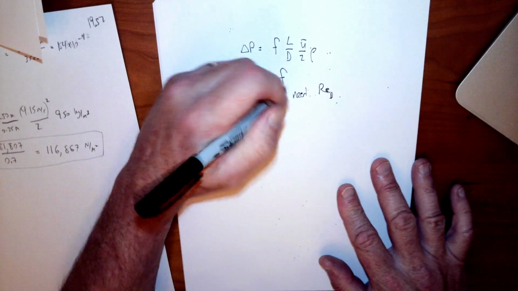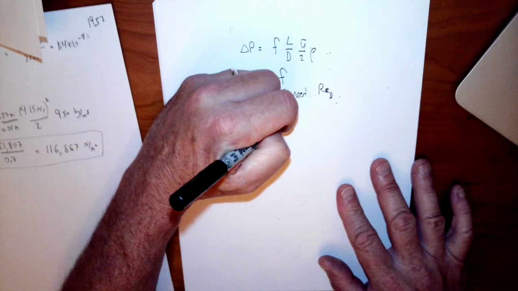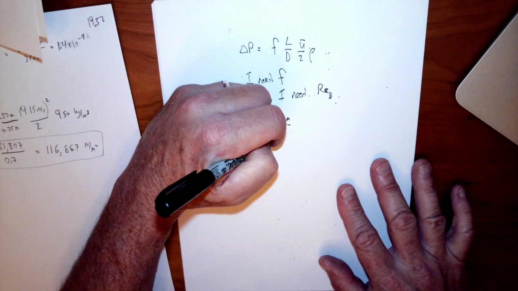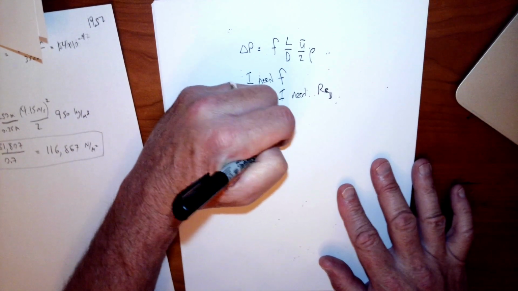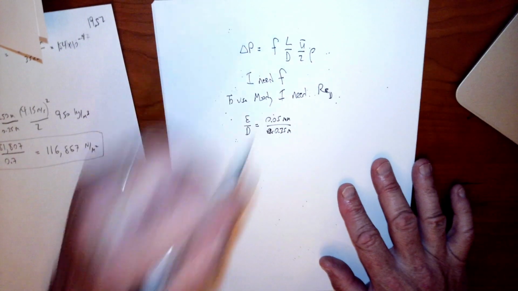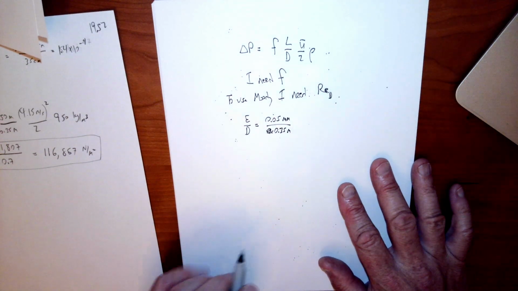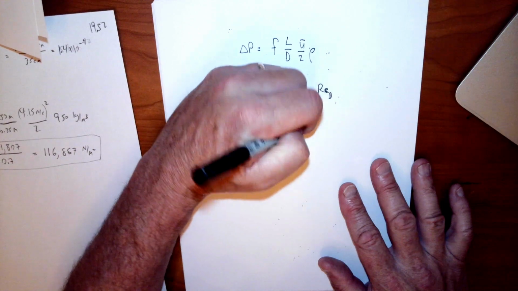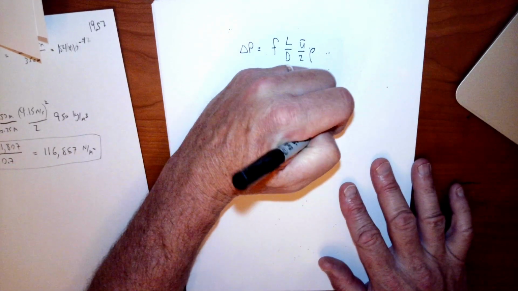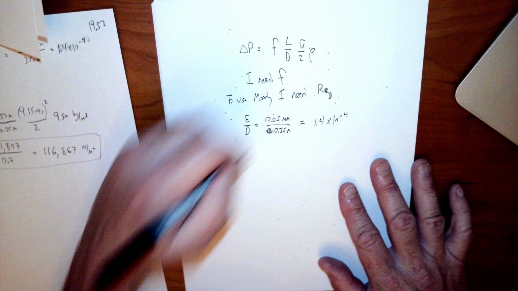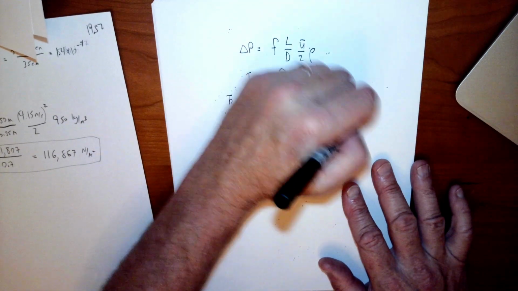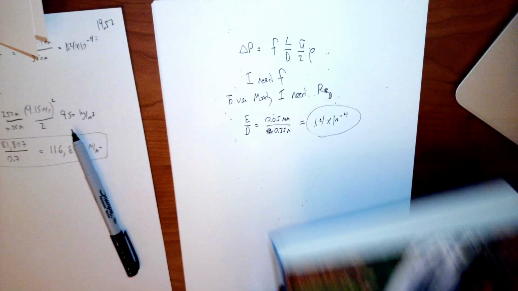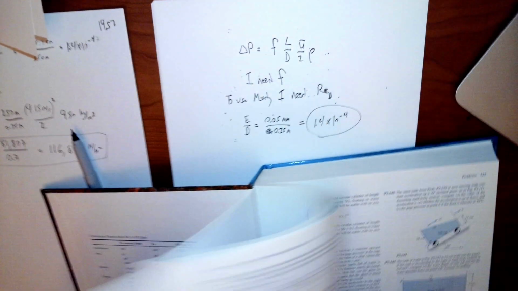In this case, for the epsilon over D, I had 0.05 millimeters, and D was 35 centimeters. So I've got to be careful here. D is 0.35 meters, so I have to line up my units. Or I could use centimeters. But at any rate, if you correct your units, you get 1.4 times 10 to the minus 4 for my epsilon over D. Now I go to the Moody diagram. I'll pull it up here.